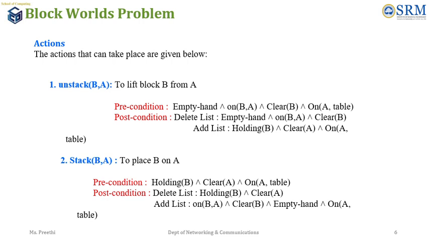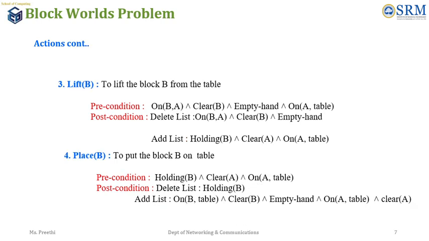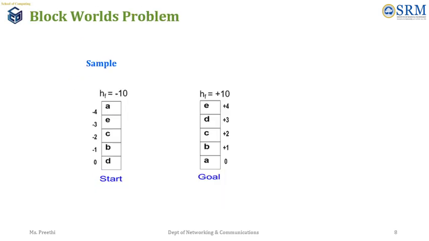Here we are using precondition and postcondition methods also. And the next one is how we are lifting and how we are placing the data. Here I can give one example. So how do we start the problem? The initial state is the starting state where we arrange the data in order, that is A in the topmost position, then E, C, B, D. This is the initial state, and you should achieve the goal state, which is like this, in the reverse order. So how do we achieve the goal state?